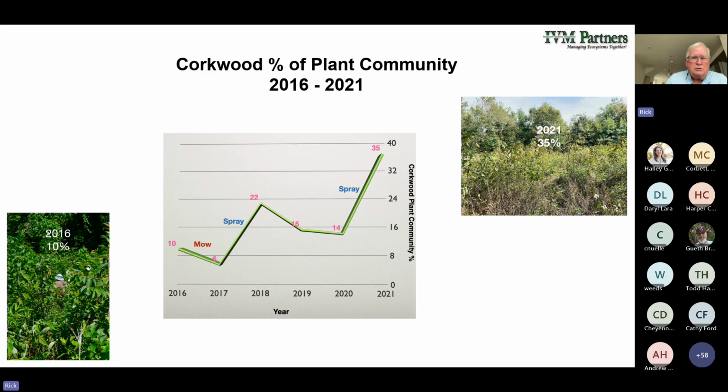So if they only mowed like they had been doing, they'd have a boom and bust, 10%, 6%, 10%, 6%. With IVM, they got a 350% increase in the population.